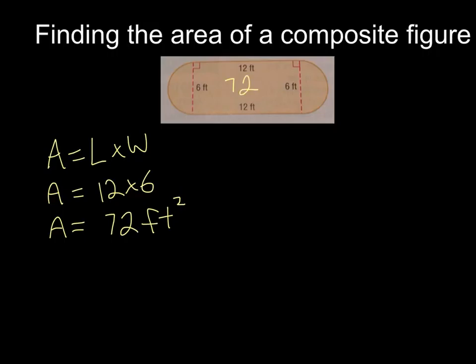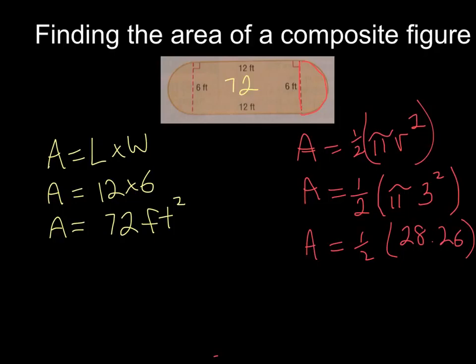So now let's take a look at the area of the circle, or the semicircle in this case. So remember, area of a circle is going to equal pi r squared. But notice there's semicircles, right? So it's going to be half pi r squared to find the area of this figure right there.